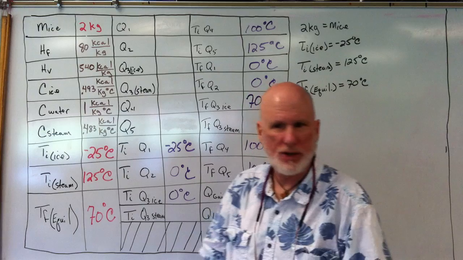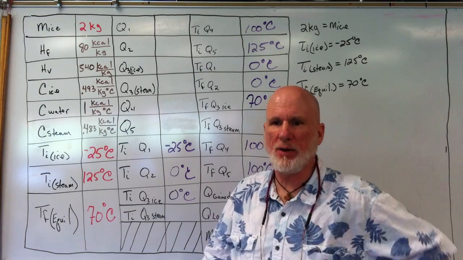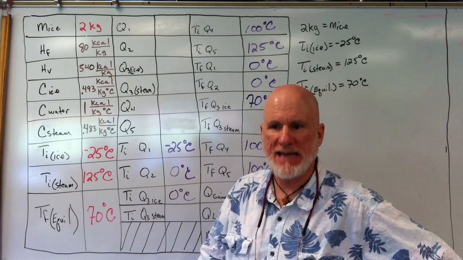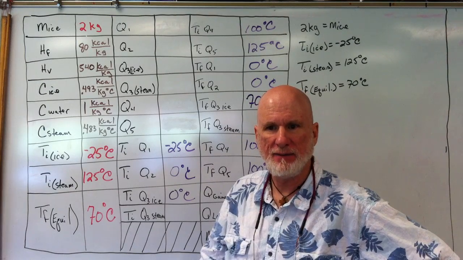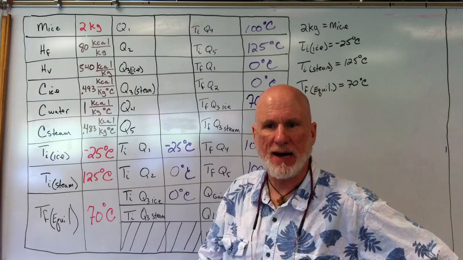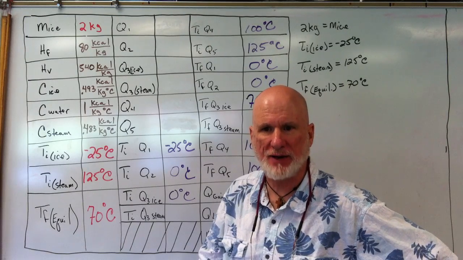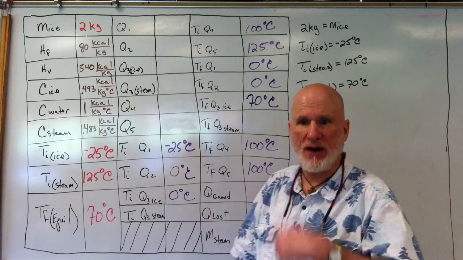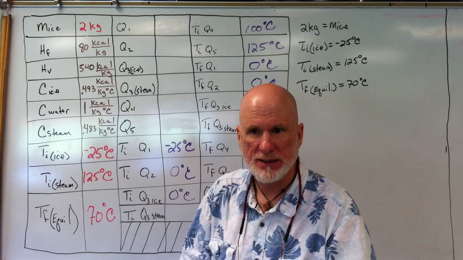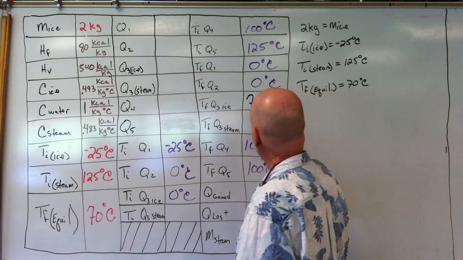What are we doing? You got to go back and think. We're going to 70, aren't we? We're going from 100 liquid to 70 liquid, and that's the final temperature, right? Isn't that what it says? Final temperature, 70? Yes. So the final temperature is 70 degrees Celsius.